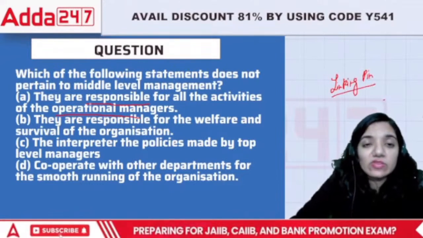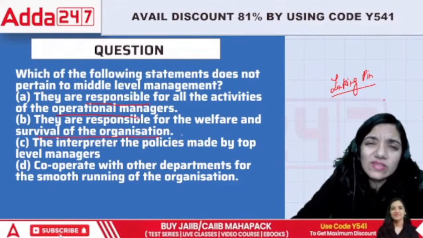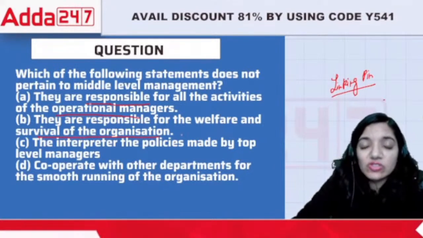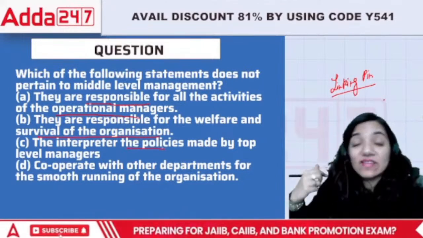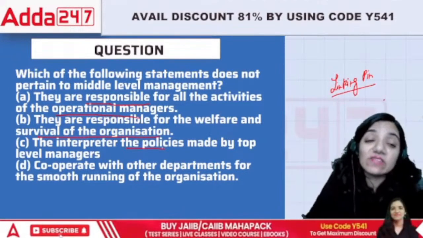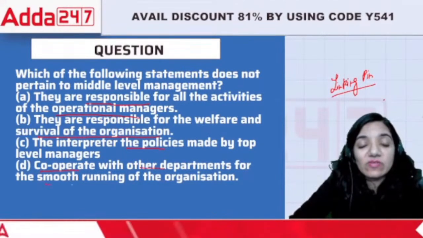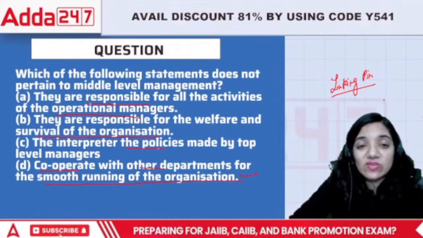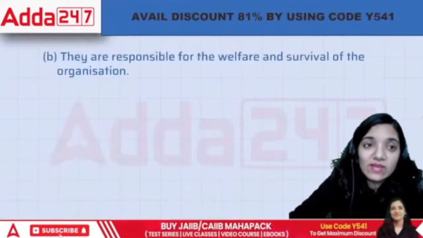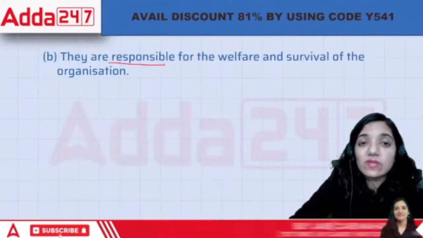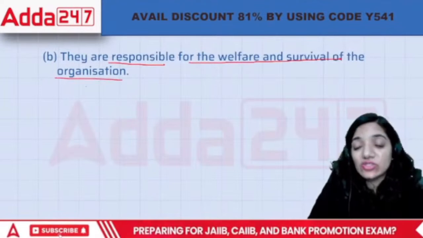Then, they are responsible for the welfare and survival of the organization. Not exactly. This is a task which the top level does. The interpretation of the policies, again, the top level creates it, the middle level accepts it and gives it to the lower level, and they cooperate with the other departments for the smooth running of the business. So this is also correct, this is also correct, and this is also correct. So the correct answer is B. They are responsible for the welfare and survival of the organization.